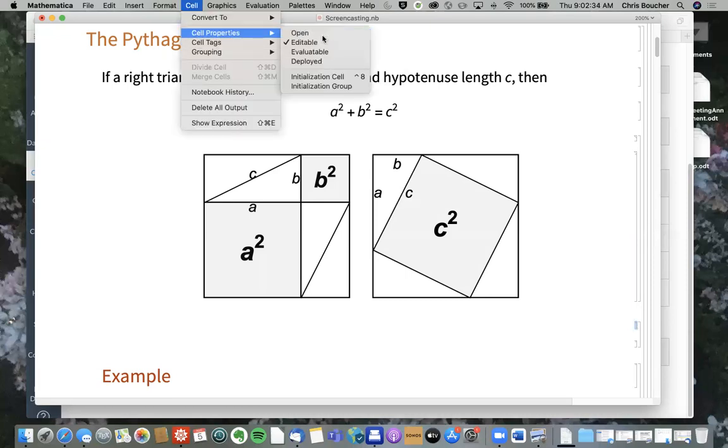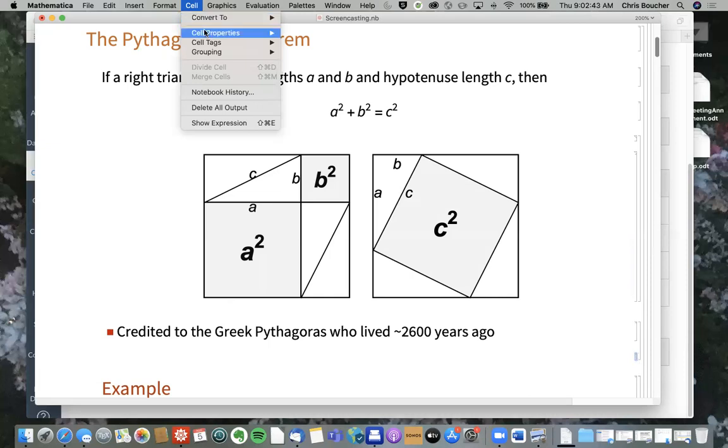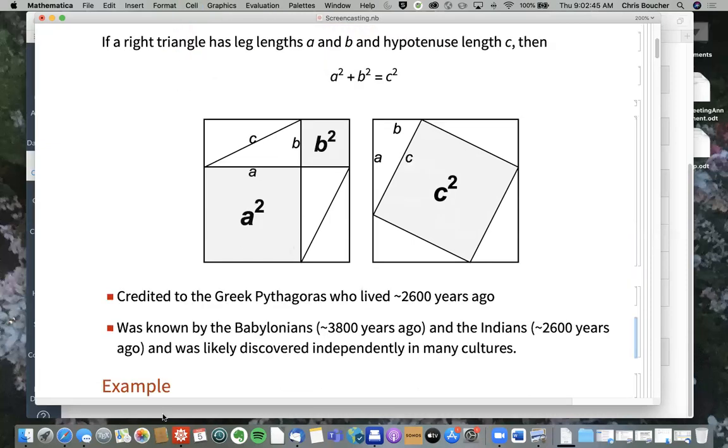This theorem is generally attributed to Pythagoras, who was a Greek mathematician who lived about 2,600 years ago. It was almost certainly known long before him. We know that the Babylonians knew about the theorem many years before the Greeks came on the picture, and the Indians knew of the theorem about the same time as Pythagoras, and it's probable that it was discovered in many different cultures at various times in antiquity.